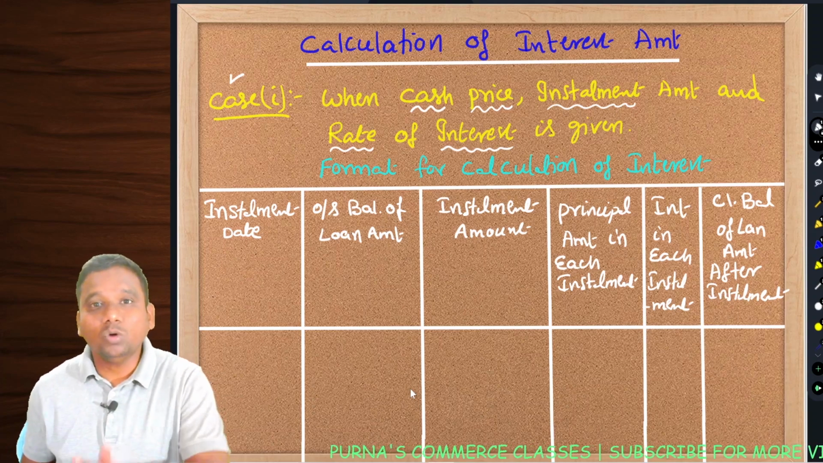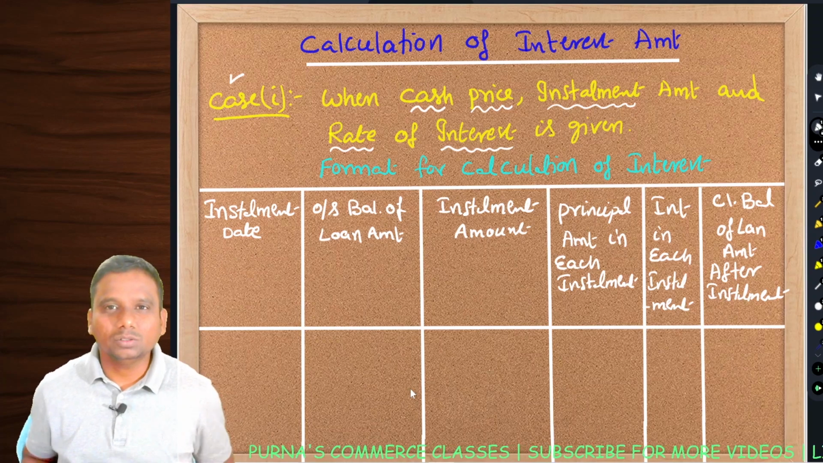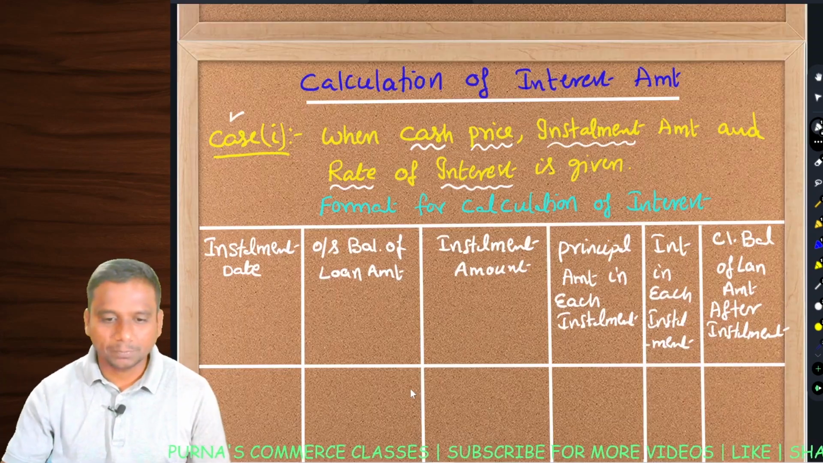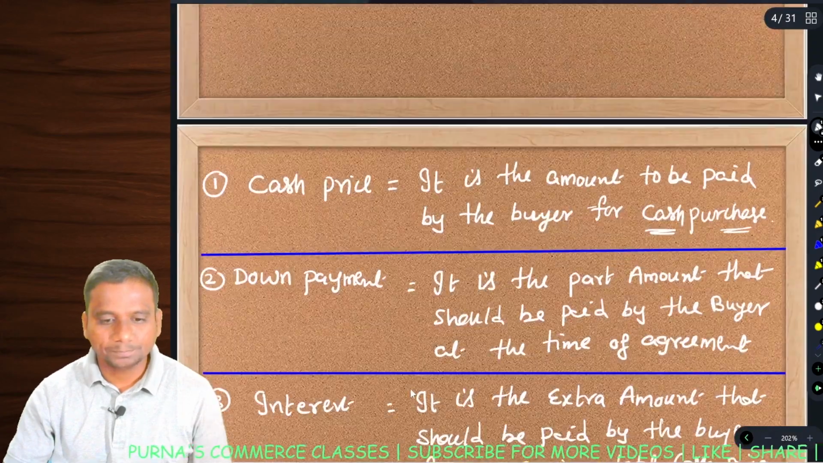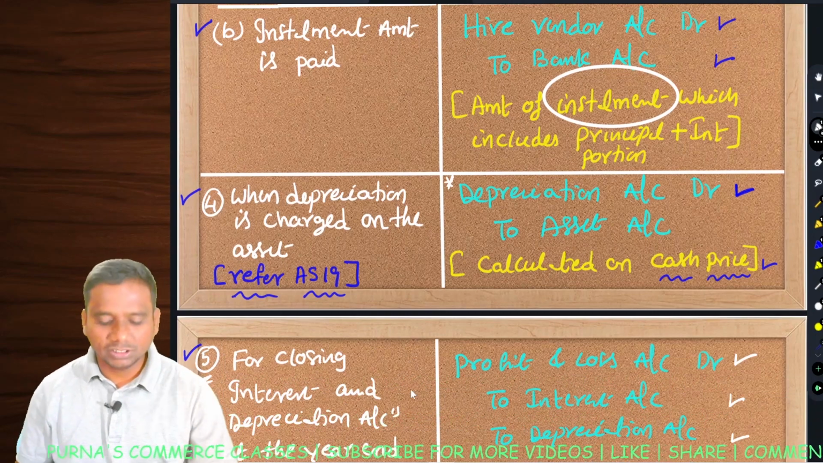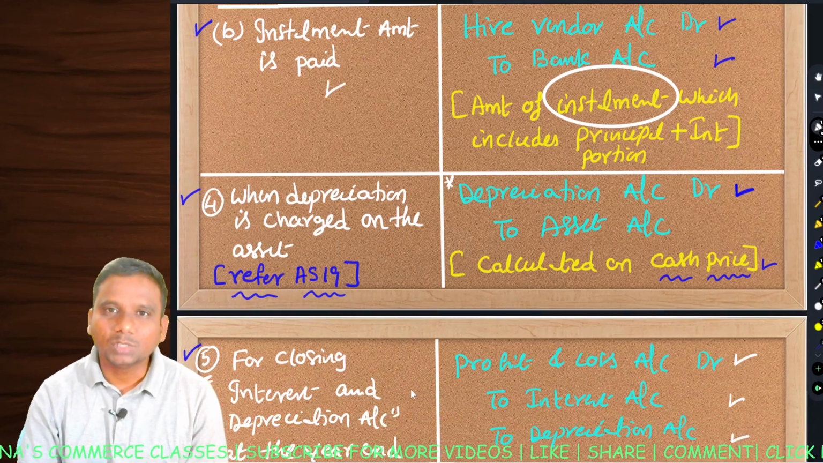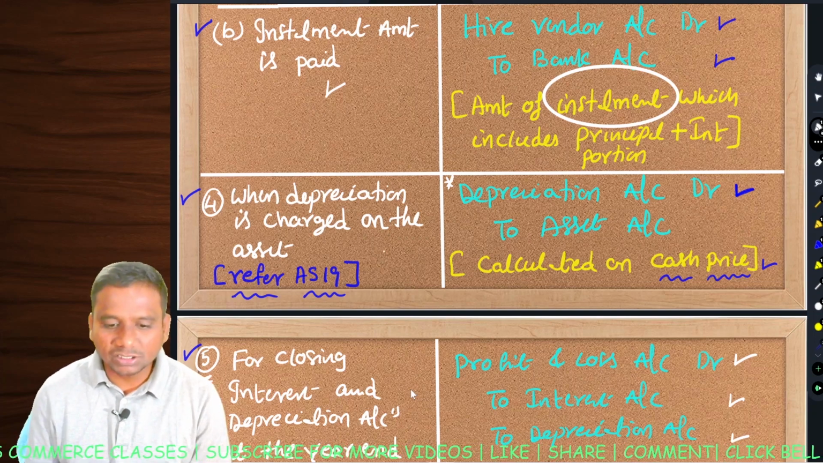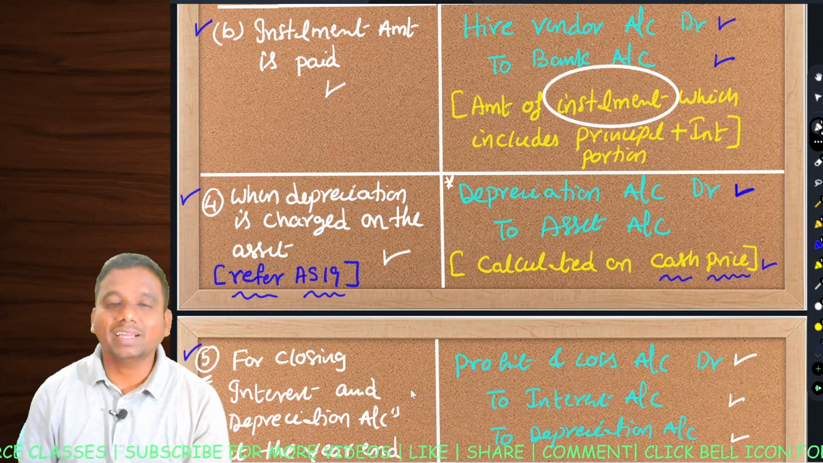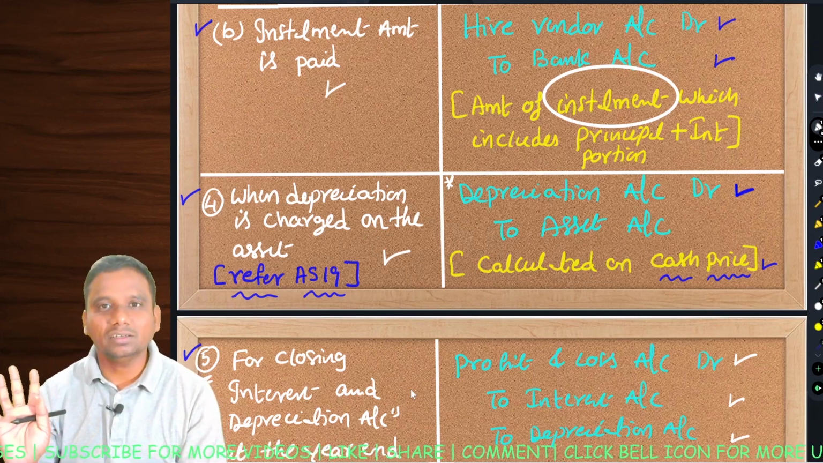Here the interest amount is not given, but the rate of interest is given. Understood? Now the third transaction, point B. What is 3b? Look at the installment amount. This installment amount is given in the problem itself, so that you can write the entry. And depreciation you can also record, because depreciation is calculated on cash price, which is given in the problem itself.